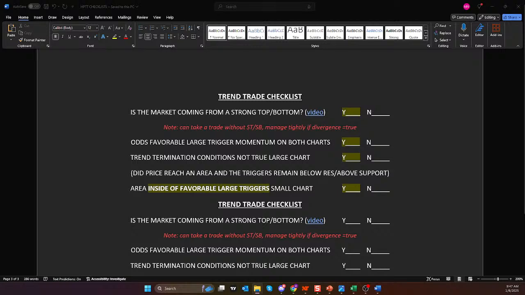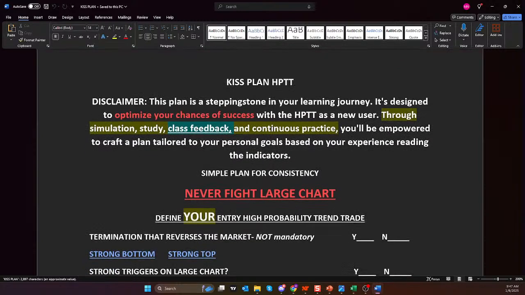And then finally, I'm going to give you a plan. Dun, dun, dun. That's the KISS plan, guys. And the KISS plan is really just a stepping stone in your learning journey. The KISS plan is designed to optimize your chances of success with the high probability trend trade. Guys, I've had people successful and funded inside of 30 days following nothing but the KISS plan, learning the rules, following them accurately, and taking the best of the best trades. It'll be through simulation, study, class feedback, and continuous practice, guys.